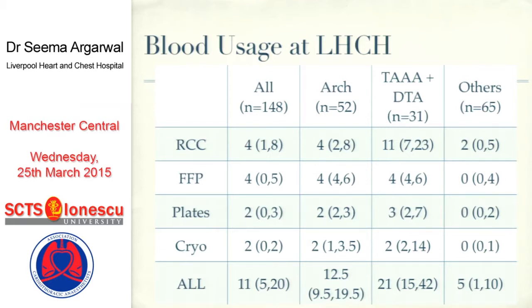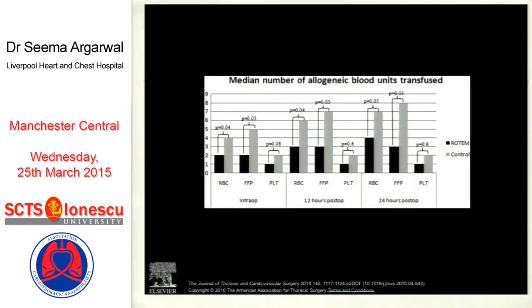This isn't something that's in any way unique to Liverpool. This is from a study of transfusion in aortic surgery. The investigators were looking to see whether a ROTEM-based algorithm would reduce transfusion, which it did. But what I want you to take from this slide is really that their usage is fairly similar to our own. They're using 6 to 9 units of red cells, 4 units of FFP, 4 units of platelets, and they're using fibrinogen concentrate of about 2 to 4 grams per patient.